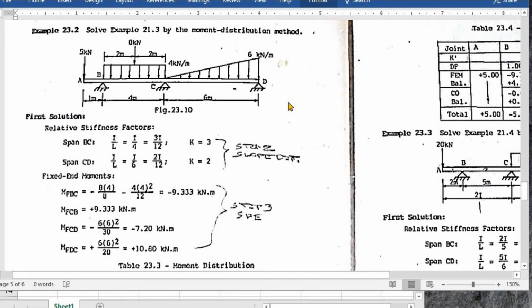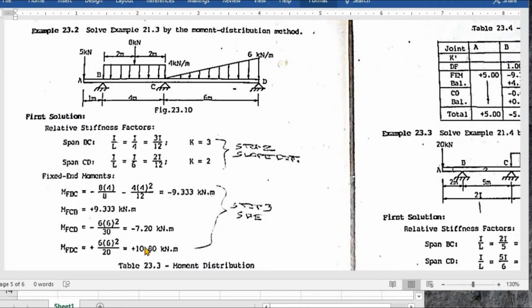For CD, the equation for fixed end moment is WL squared all over 30. Ayan, so 6 times 6 squared all over 30. And the direction of reaction moment is counterclockwise, kaya negative. For DC, it is WL squared all over 20. And the direction for reaction moment is clockwise, kaya positive 10.8.